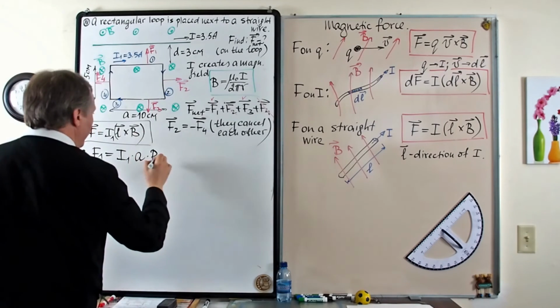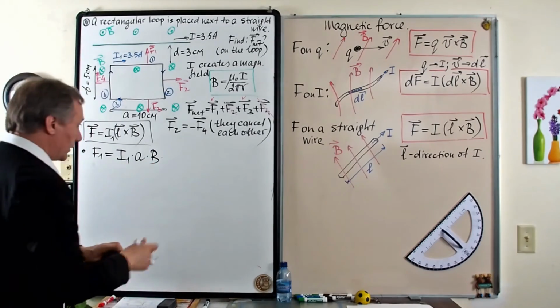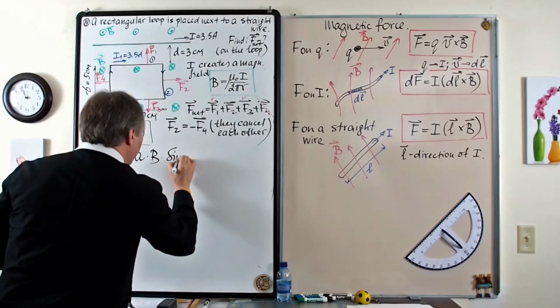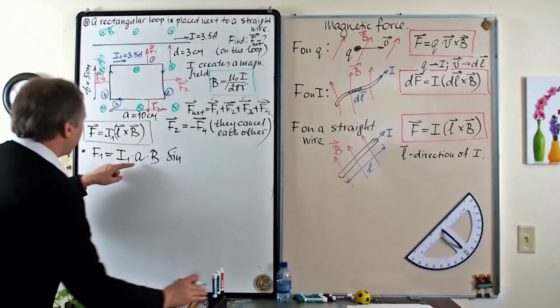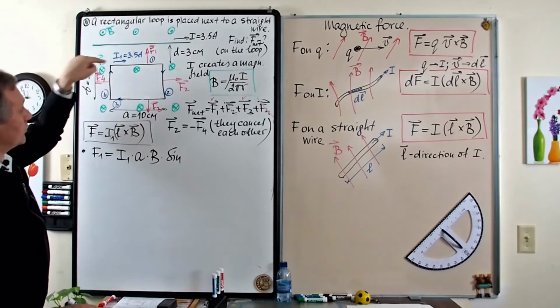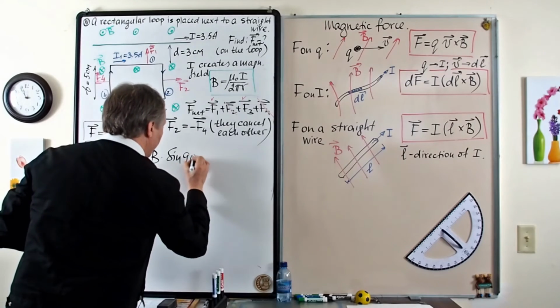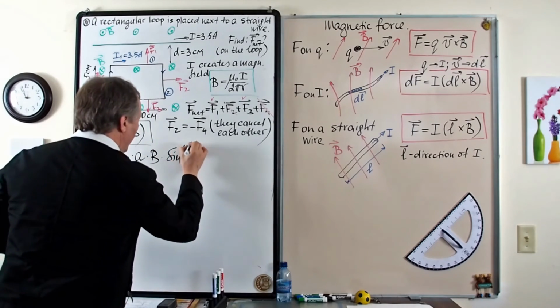Yeah, let me write L, B, and then sine of the angle. Which angle? The direction of L is that way, and the direction of B is into the board. So the angle between them is 90 degrees. Sine of 90 degrees is 1.